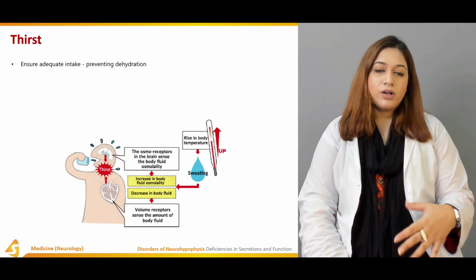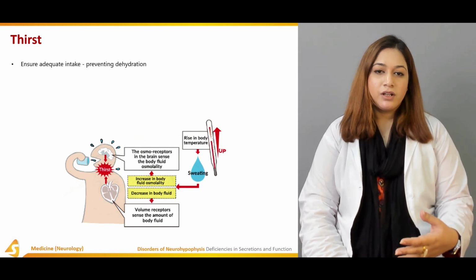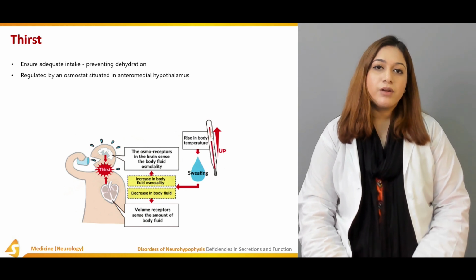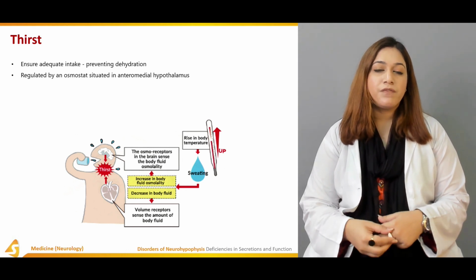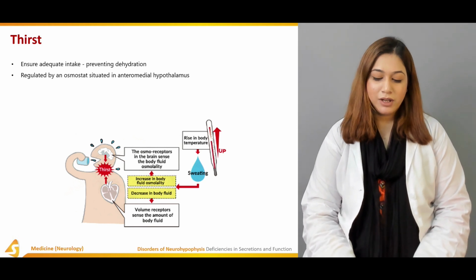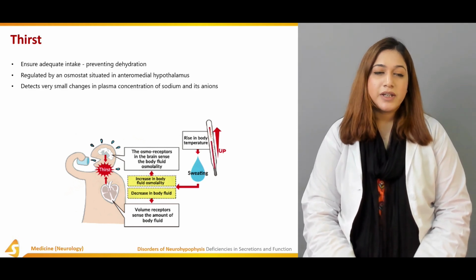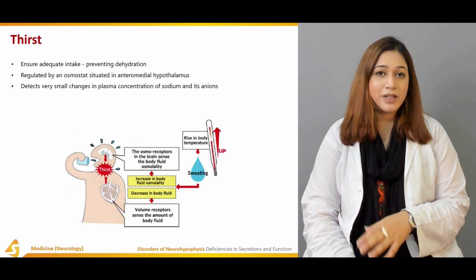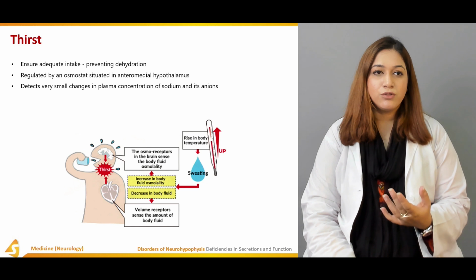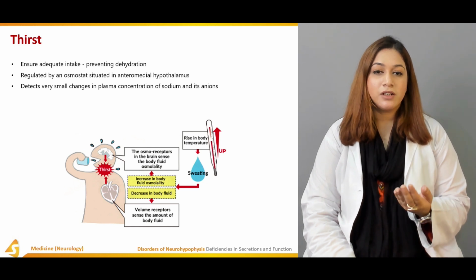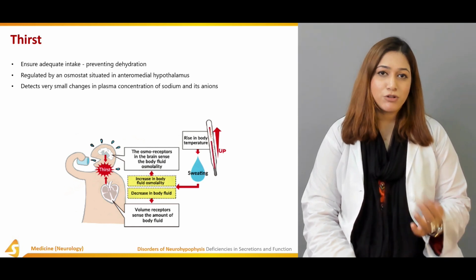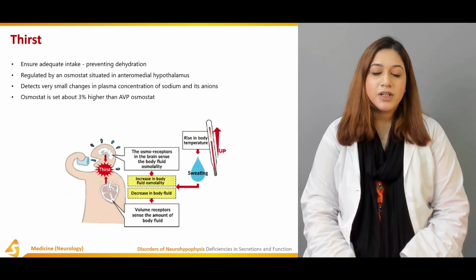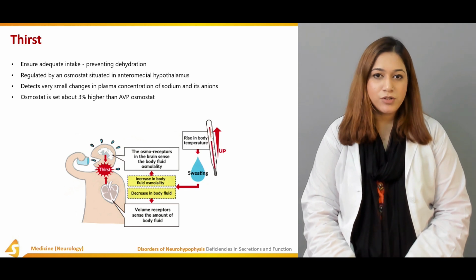Thirst ensures adequate intake to prevent dehydration. It is regulated by an osmostat which is found in the anterior hypothalamus. It detects very small changes in plasma concentration of sodium and its anions, similar to the osmoreceptors that detect changes in plasma concentration of sodium and its anions. Osmostat is set about 3% higher than AVP osmostat.